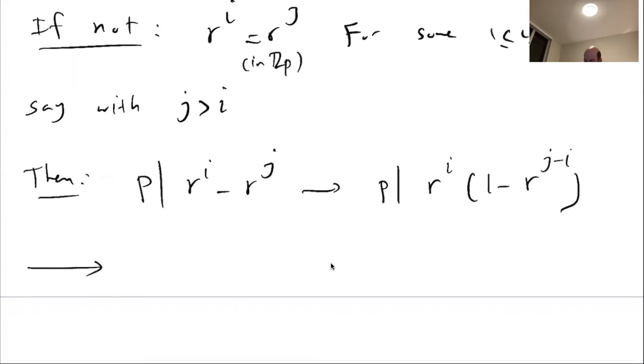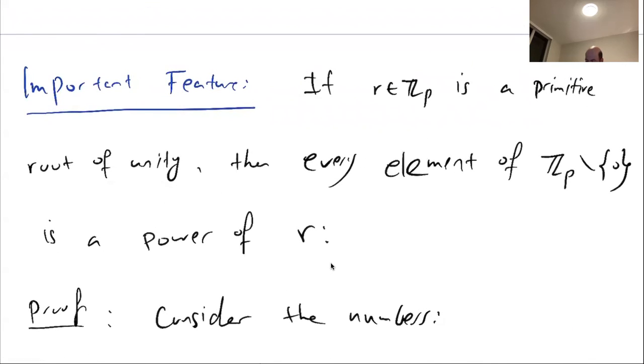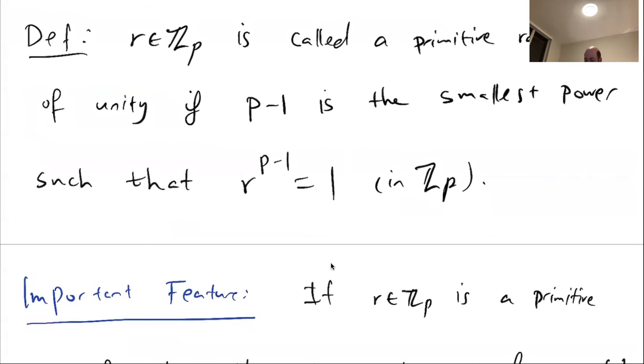But remember, r is a primitive root of unity by assumption. Primitive root of unity cannot be 0. Why cannot it be 0? Because I want p minus 1 to be the smallest power such that r to power p minus 1 is equal to 1. But 0 to any power is 0, it's not 1, right? So any primitive root of unity cannot be 0, because 0 to any power gives you 0. It will never give you 1.